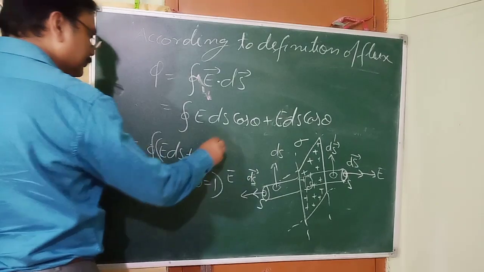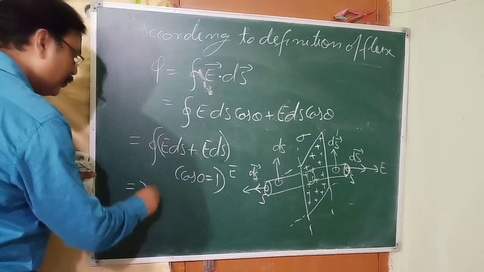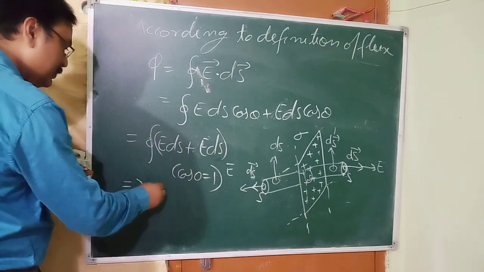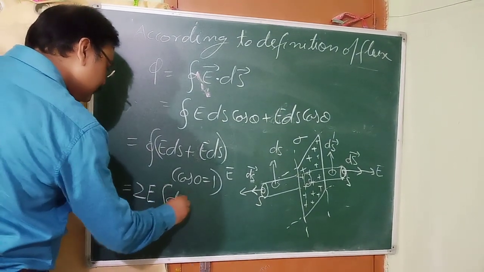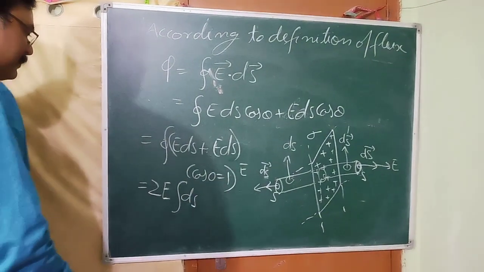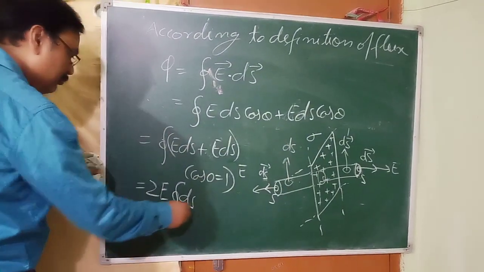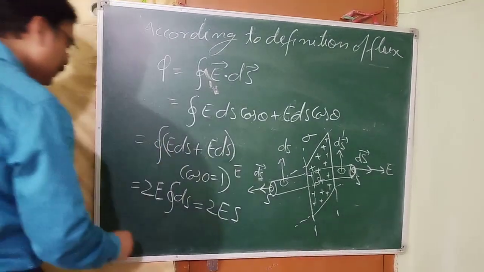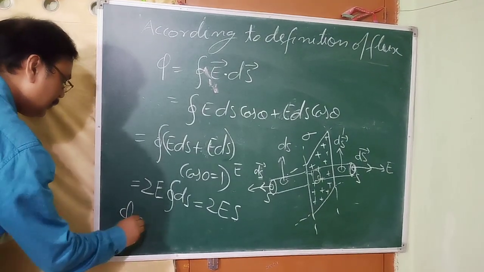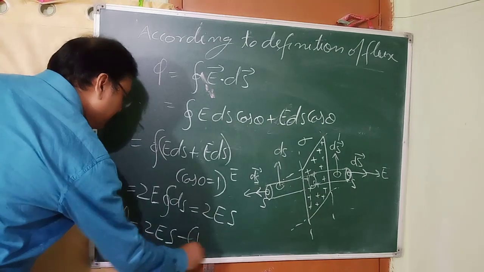Now, E ds plus E ds is 2 E ds. We can take 2 out, we can take E out, and we can integrate ds. Integration of ds throughout the surface gives S. So we get 2ES. Our flux is coming phi is equals to 2ES. This is our equation number 1.